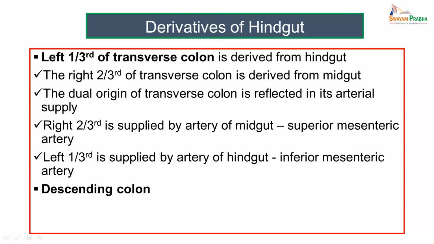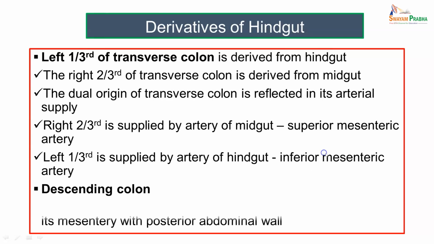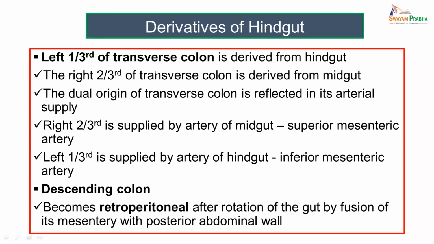The second derivative of hindgut is the descending colon. Unlike the transverse colon, which has a mesentery called transverse mesocolon, which contains superior mesenteric artery, the descending colon is retroperitoneal. It becomes retroperitoneal after the rotation of the gut by the fusion of its mesentery with the parietal peritoneum lining the posterior abdominal wall.